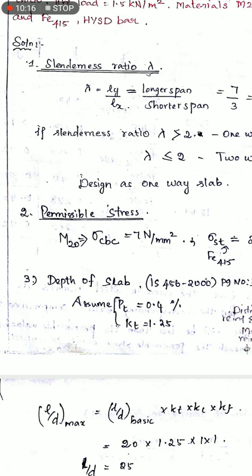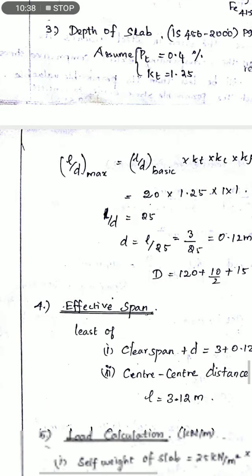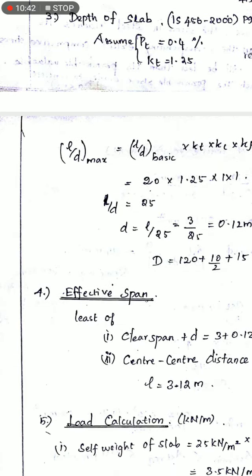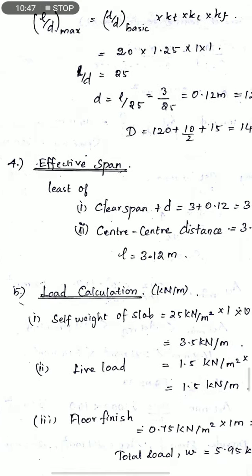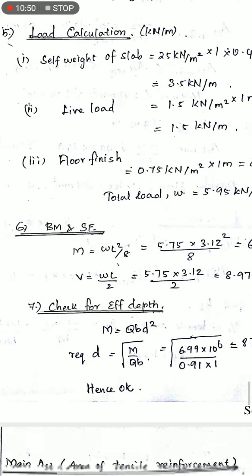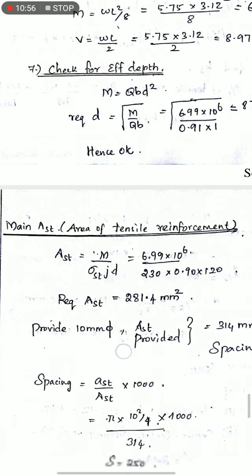Then depth of slab. Normally, practically 5 inches to 6 inches of thickness will be provided for a slab. This is the third step, depth of the slab, which is arrived at from the deflection formula. The fourth step is effective span. Effective span means shorter span. Then the fifth step is load calculation. Then the sixth step is bending moment and shear force calculation. Then check for effective depth. Then main Ast calculation.